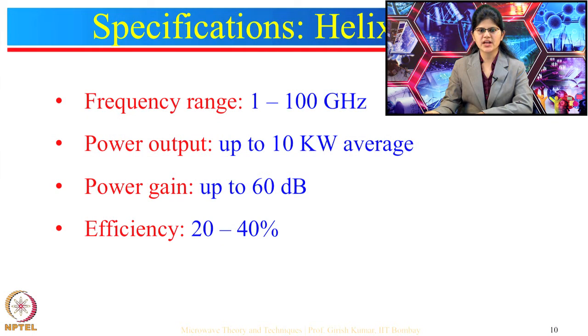Now, let us move on to the specifications of practically available helix travelling wave tubes. The range of frequencies over which the helix travelling wave tubes can work is from 1 GHz to 100 GHz, and it can generate output powers up to 10 kilowatt average, and the gain the helix travelling wave tubes can generate is up to 10 dB, and the efficiency of helix travelling wave tubes is about 20 to 40%.